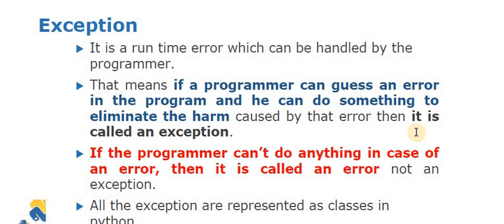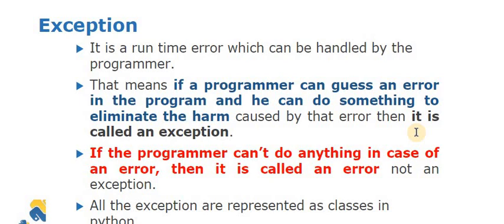Okay, if the programmer cannot do anything in case of an error, then it is called an error, it is not an exception. We think about what may happen in our programs, and if we have to catch it, that is exception handling. Now all the exceptions are represented as classes in Python.